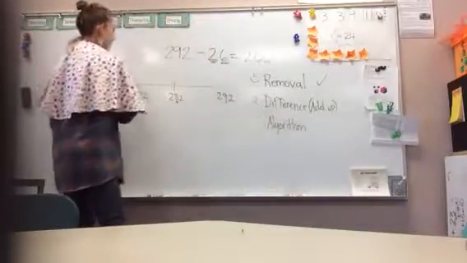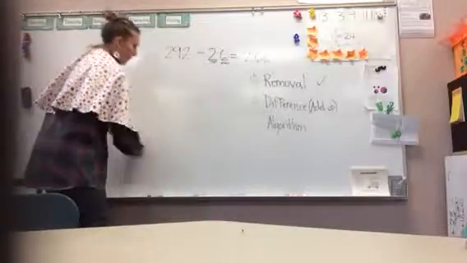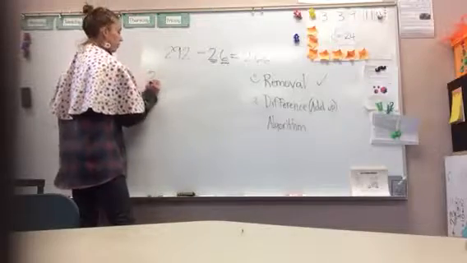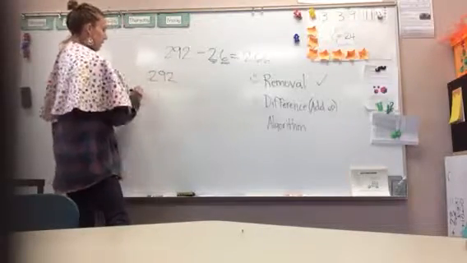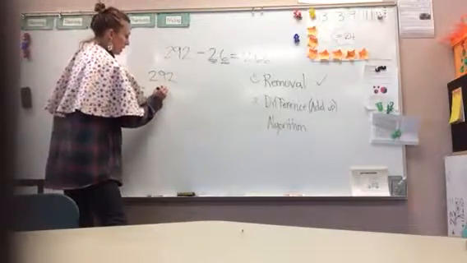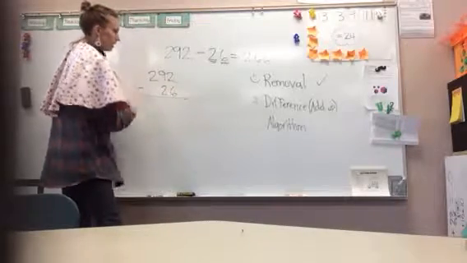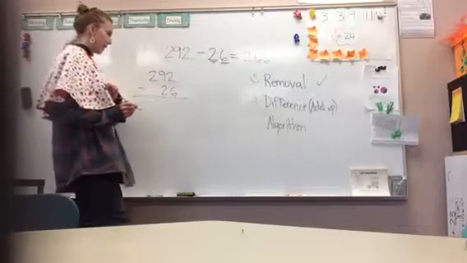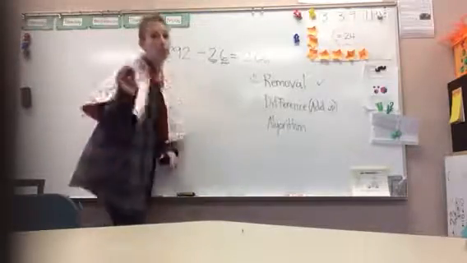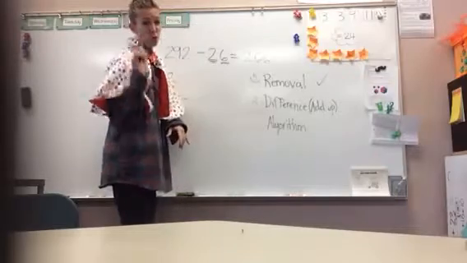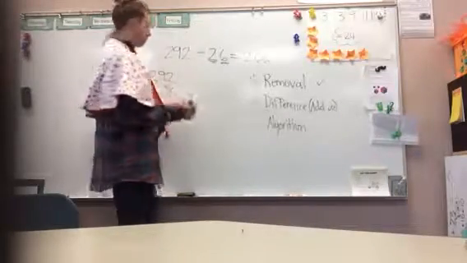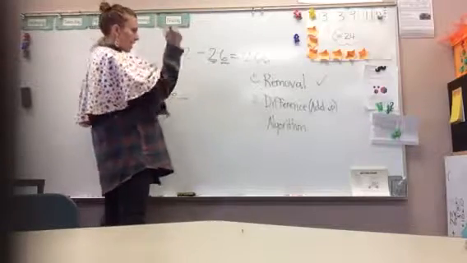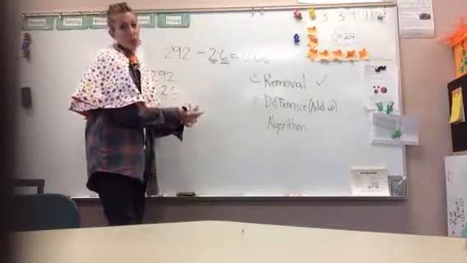So let's go ahead and set it up, but don't work ahead of me. I have 292, and I need to take away 26. Notice how I lined up my ones and I lined up my tens, okay? Now I'm also going to provide a drawing with it too, because some of you are messing up the steps in here, so you need to know what's happening with a drawing.